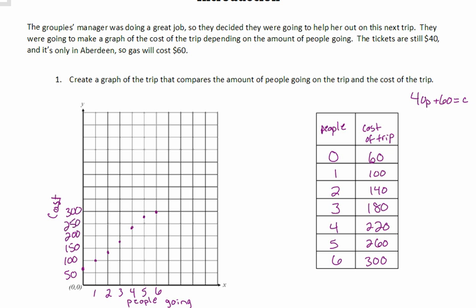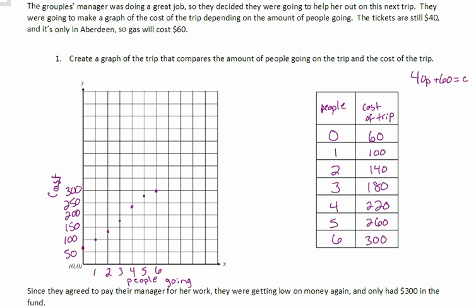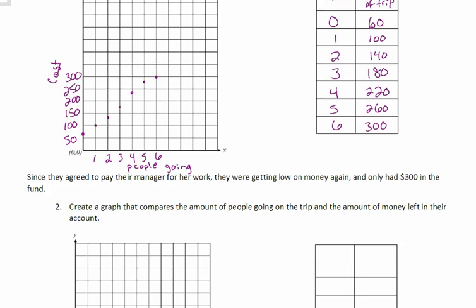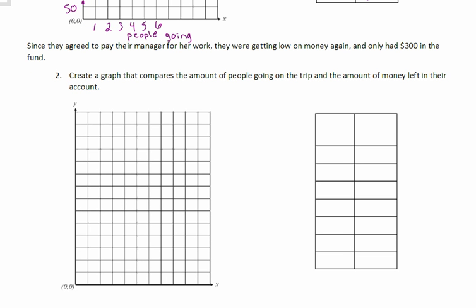Okay, best way to do this type of problem is to put that information in a table. Next one, it says since they agreed to pay their manager for her work, they were getting low on money again and only had $300 in the fund. We're supposed to create a graph that compares the amount of people going on the trip again. So people going. This is a little bit different though, to the amount of money left in their account.